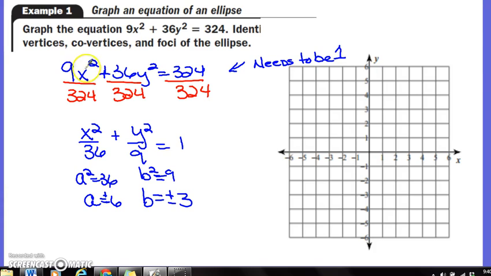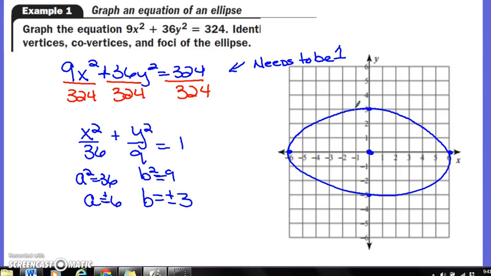Since there was nothing added or subtracted to the x and y, the center is the origin. Because a is under x, that is our major axis, so we go over to positive 6, and we go over to negative 6. Those are our vertices. And our co-vertices come from the positive and negative 3, which we have here. And then we just try our best to make this look like an ellipse. Right now we're just worried about being able to graph it. So that's how you graph that problem.